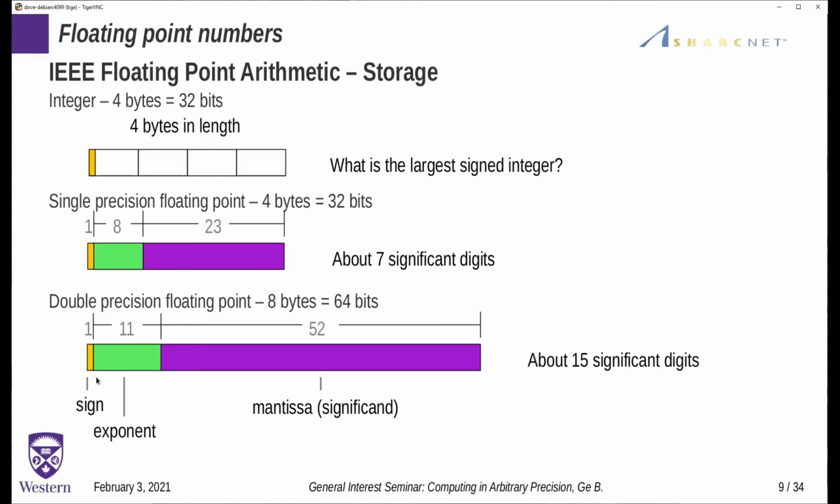Okay. And for double precision, the IEEE standard uses 64 bits or 8 bytes. It has 1 sign bit, 11 bits for the exponent, and 52 bits for the mantissa or significand. And this will give you roughly 15 significant digits.